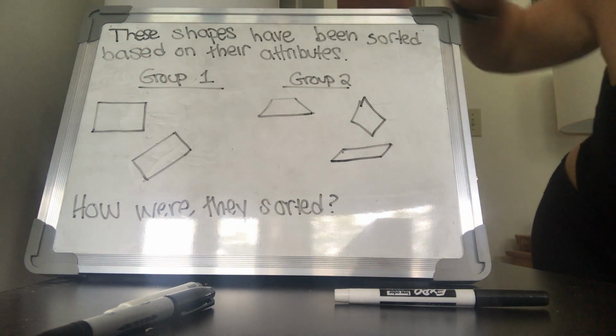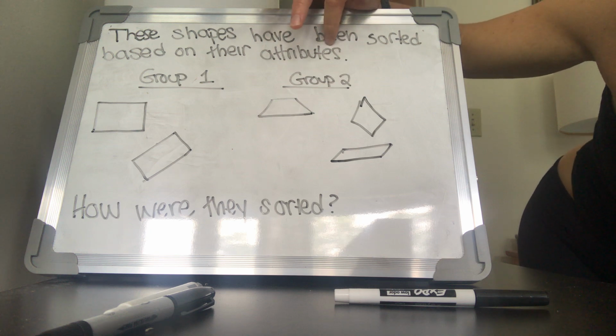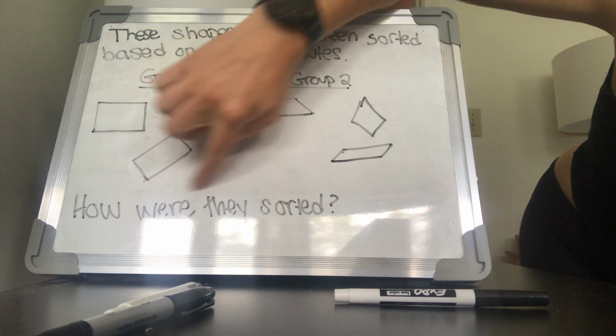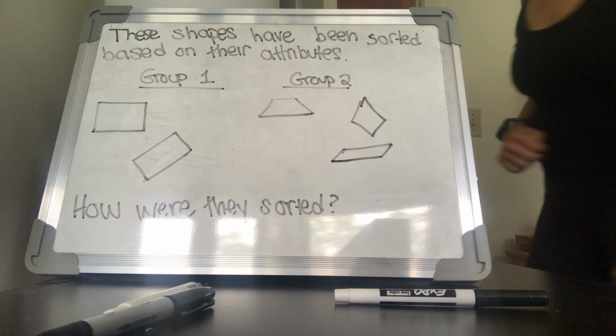This first problem says that these shapes have been sorted based on their attributes. That means things about them. Here's group 1, here's group 2. How were they sorted? Go ahead, take about 2 minutes to solve.